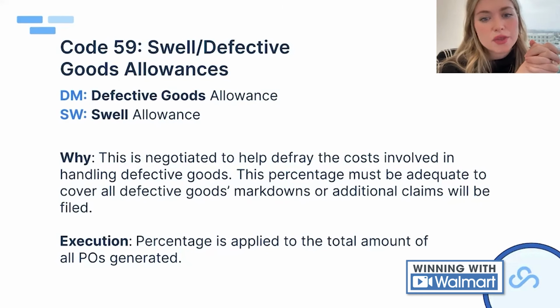Execution: this percentage is going to be applied to the total amount of all POs generated. Again, it's in your supplier agreement. It's going to be across the board, pretty much applied to everything.